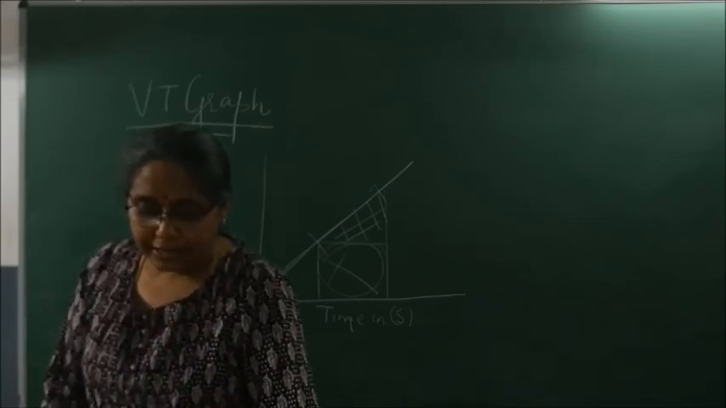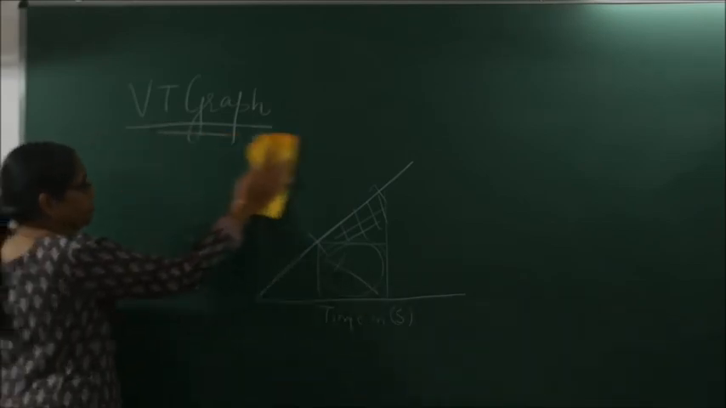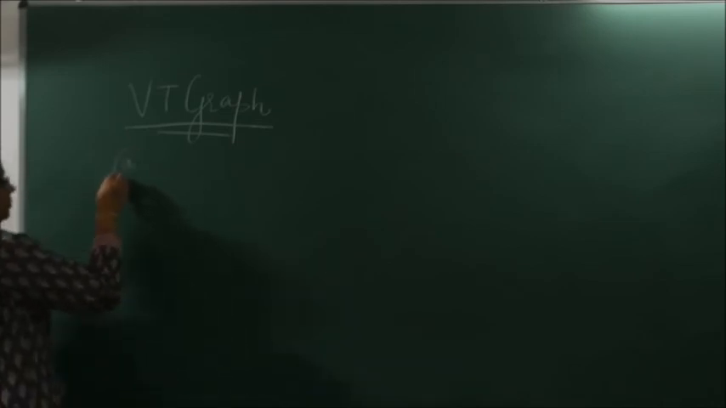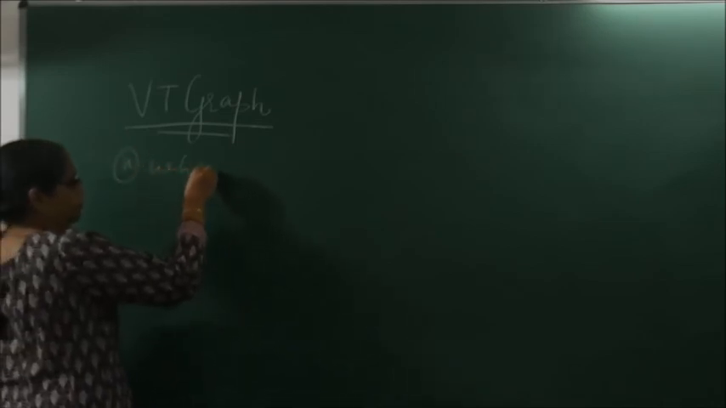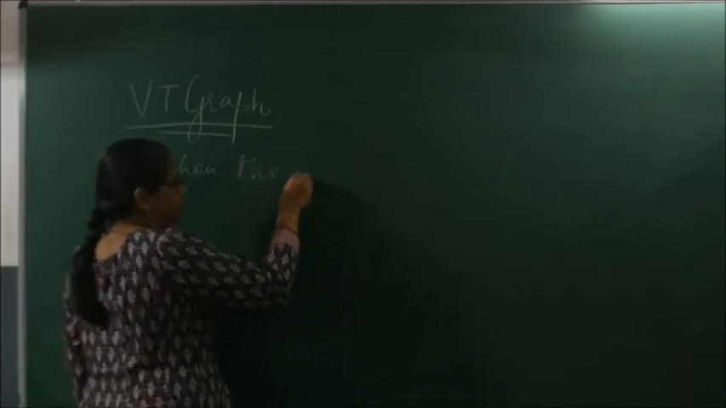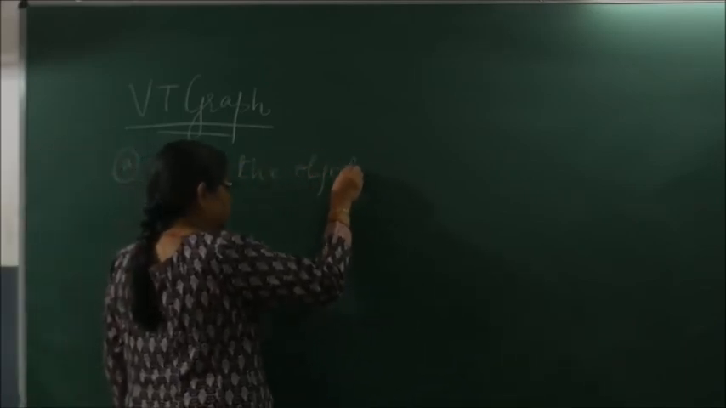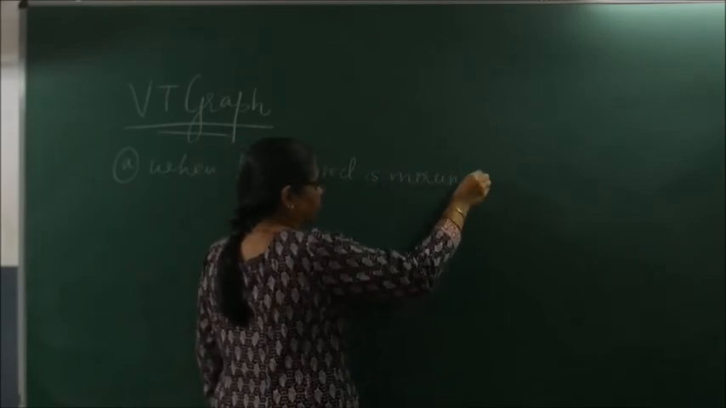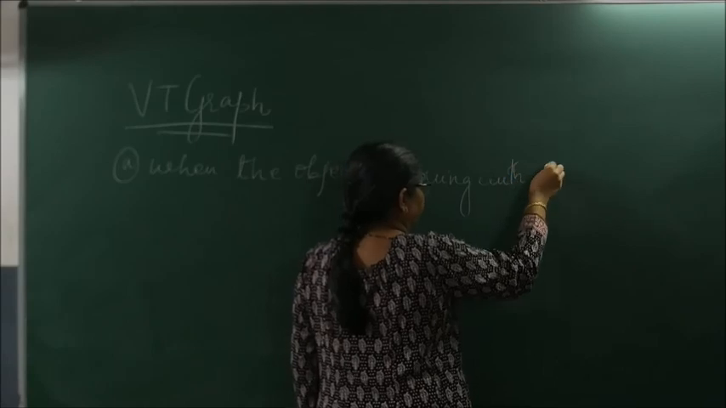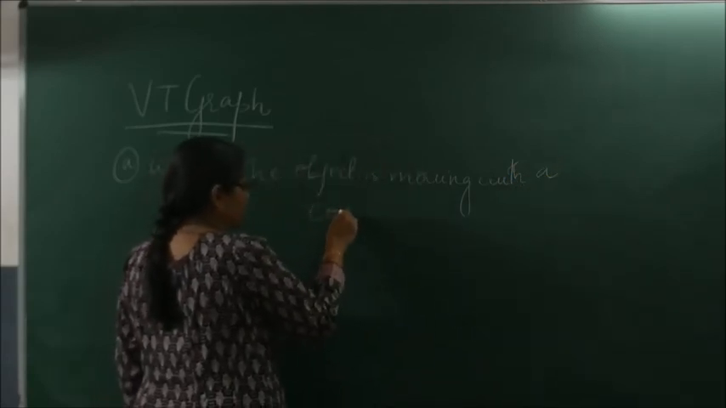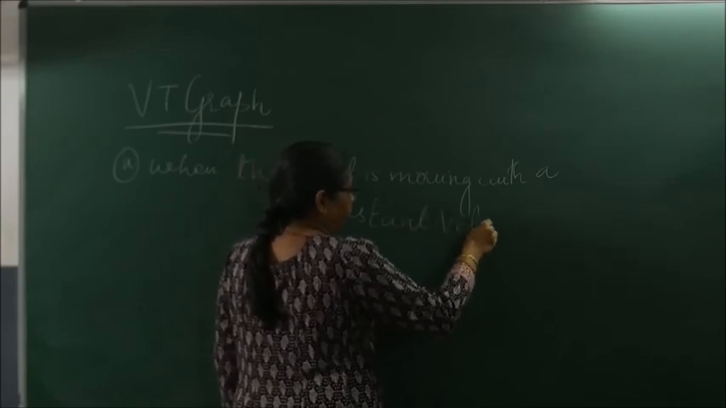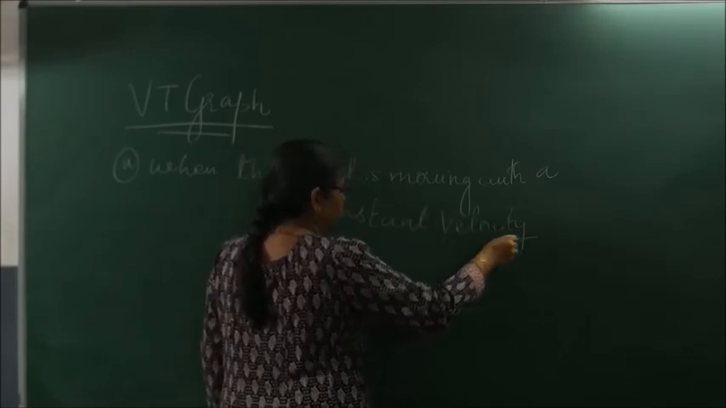Okay? Now, let us do the first graph. Please write A. When the object is moving with a constant velocity.